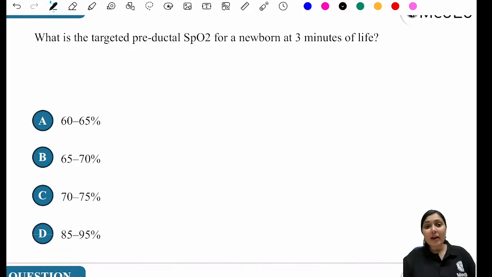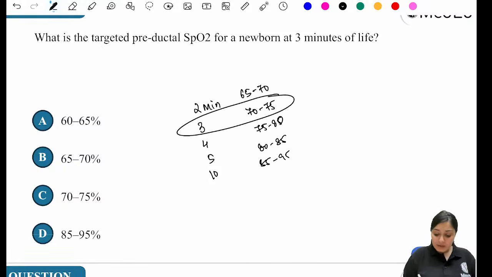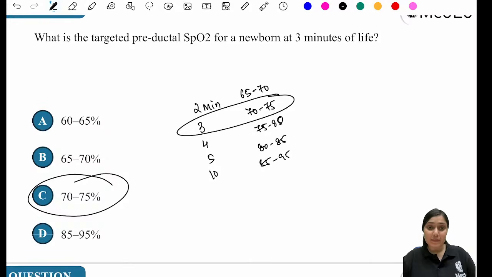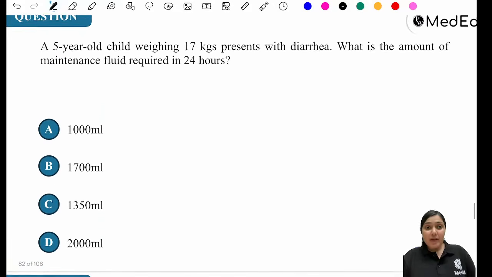What is the targeted preductal SpO2 of a newborn at 3 minutes of life? We just discussed the target saturation, starting with 2 minutes, 3 minutes, 4 minutes, 5 minutes, 10 minutes. We start with 65, 65 to 70, 70 to 75, 75 to 80, 80 to 85, and lastly 85 to 95. So at 3 minutes, it's 70 to 75. Option C is the correct answer over here. This is the target saturation table. Remember the 2025 update. 1 minute has been omitted. We start with 2 minute target saturation now.